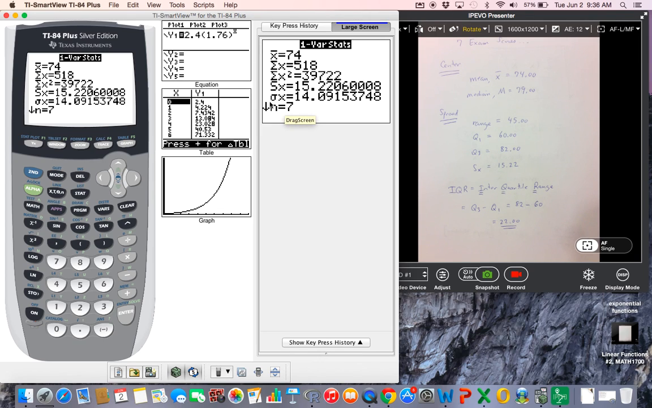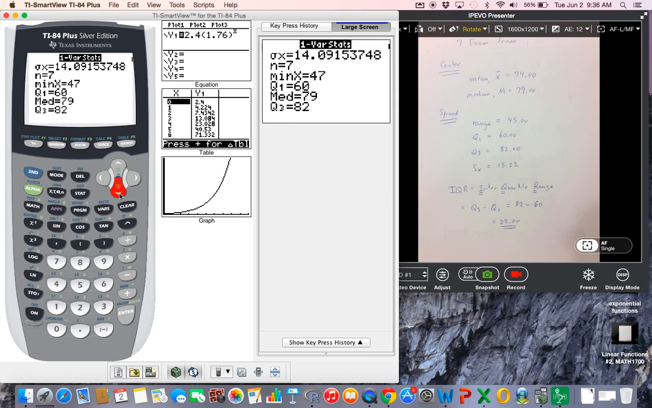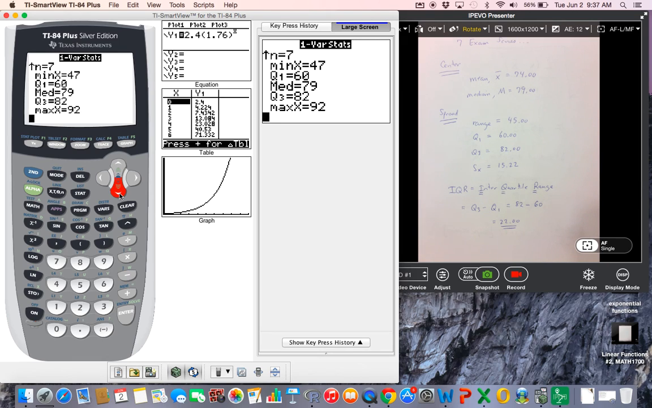Now this down arrow right here tells you that there's more stuff down there to see. So if I come over here to the down arrow and scroll all the way down, you'll see that it gives us an additional 5 numbers. Gee, I wonder what we call those 5 numbers. We call them the 5-number summary, right? So our minimum value is 47. Our quartile 1, first quartile, is 60. Median is 79, which we knew. And our Q3 is 82, which we also knew, and our maximum value is 92.